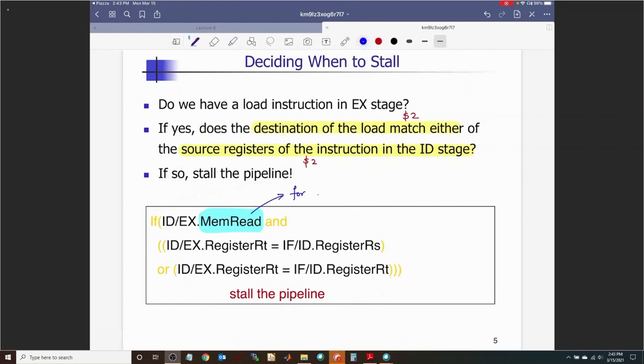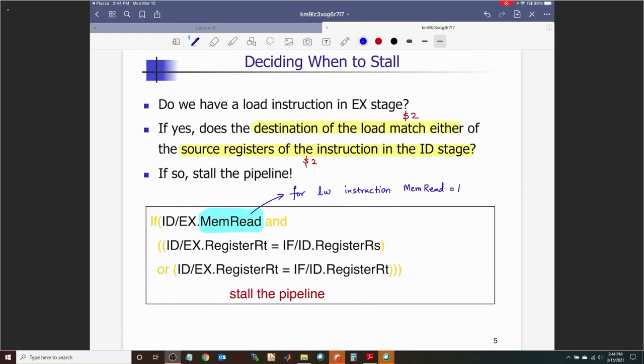For load word instruction, the instruction that is in the IDEX pipeline buffer, the value in the IDEX pipeline buffer for this particular field, memory read, is going to be 1. For load word instruction, memory read is 1. Do you guys agree with that? Because we are trying to read from memory and load things into a particular register.